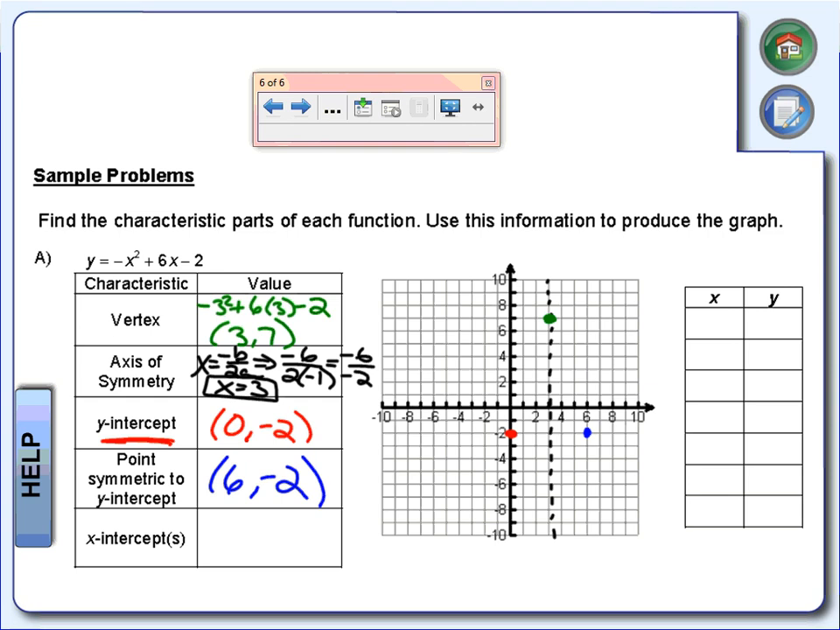Let's go ahead and get the graph now. We're going to use our calculator to finish it up. So go to your calculators, and in y equals, we're going to type in negative x squared plus 6x minus 2.